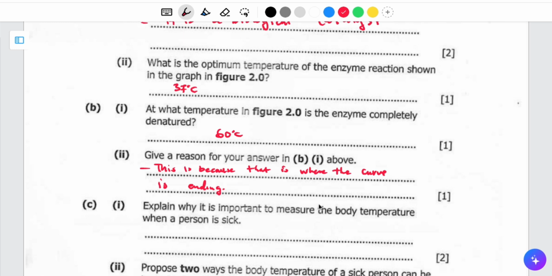Explain why it is important to measure the body temperature when a person is sick. It is very important to measure the temperature when the person is sick to know the optimum temperature of the enzymes. That is to know the temperature suitable for enzyme activities.